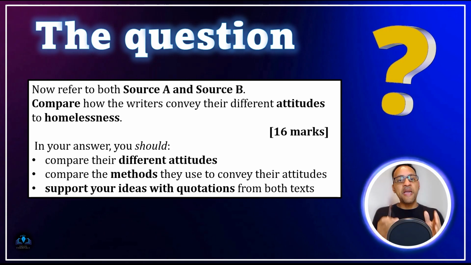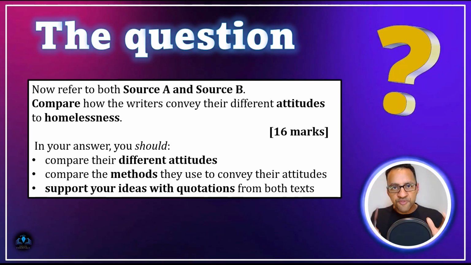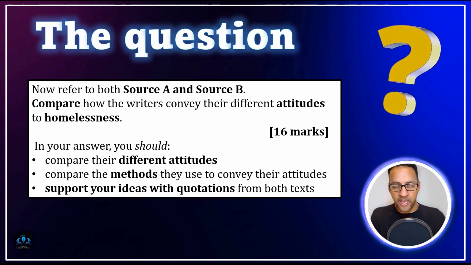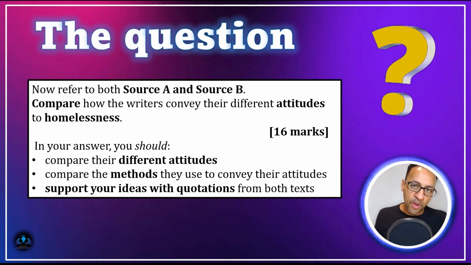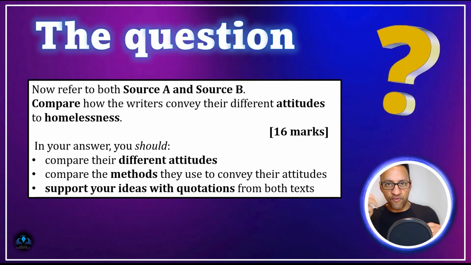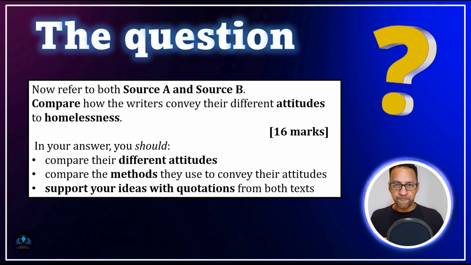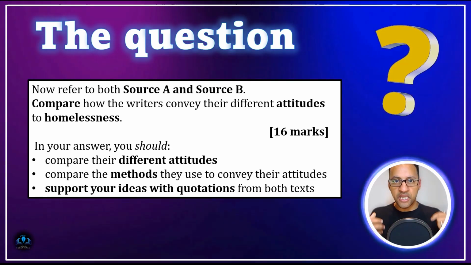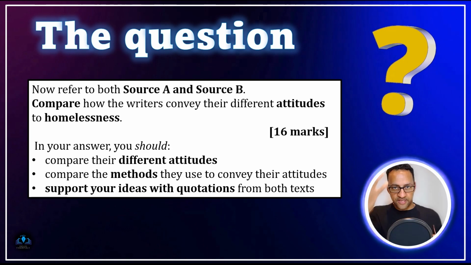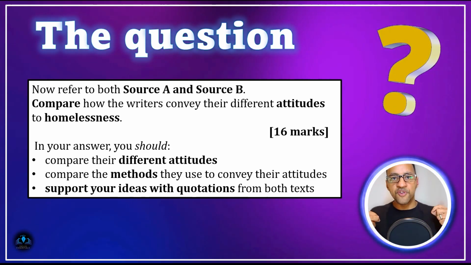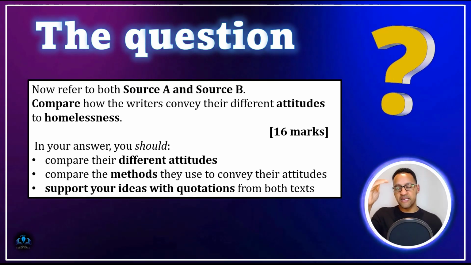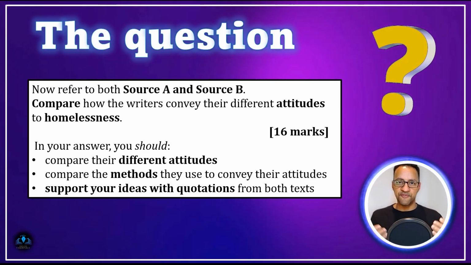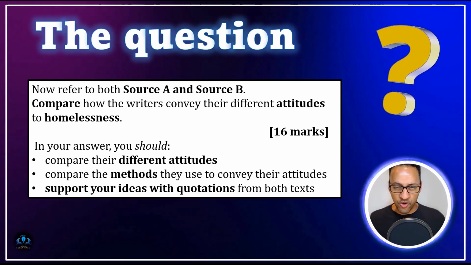Now it says compare the different attitudes. Most of the time they'll give you two sources with very different attitudes towards the topic, whether that's one has a positive attitude towards camping or one has a negative attitude towards camping. They'll usually be different. Notice it says here in the bullet point that you must compare the methods as well, the words, the phrases, the imagery. But as well as that, things like the structure of the piece and more importantly, the tone that the writer uses for those higher level methods. And finally, ensuring that you use those quotations from both texts if you want to get the maximum marks. So there's the question, gang. Let's move on.